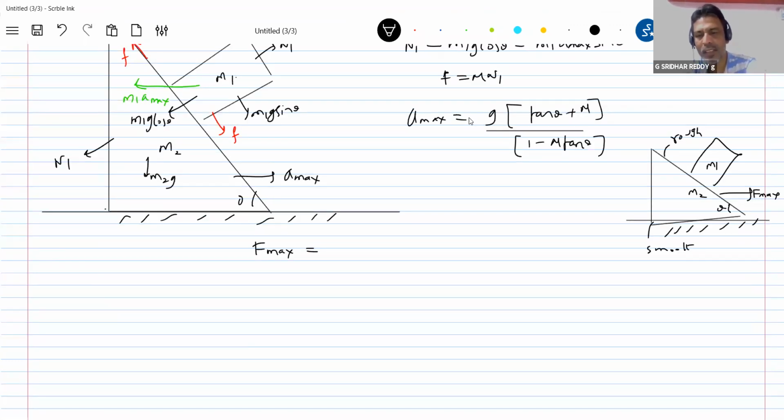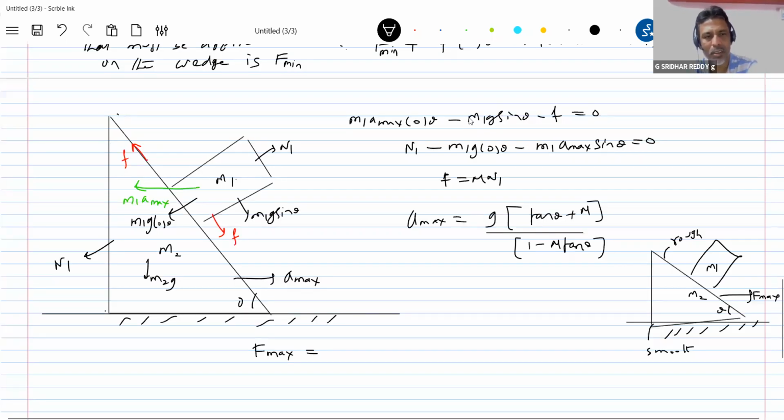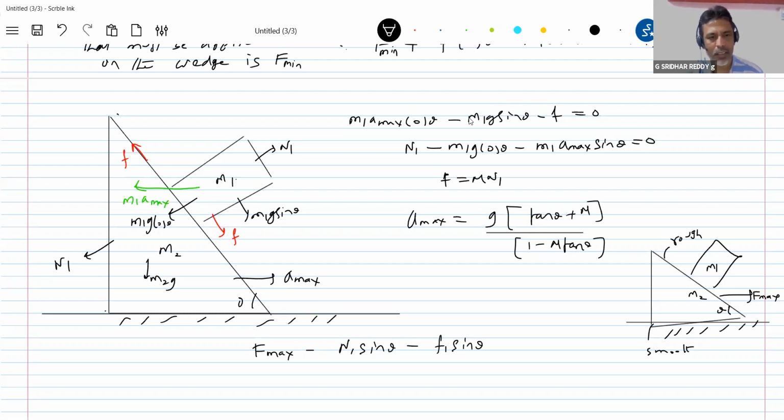What should be the F max? Anybody? It should be here both the friction as well as the normal contact. Both they're acting opposite to the motion of the wedge. So therefore, this F max minus N1 sine theta minus F1 cos theta should be equal to M2 A max. Substitute N1, F1, A max, then you'll get the required answer.